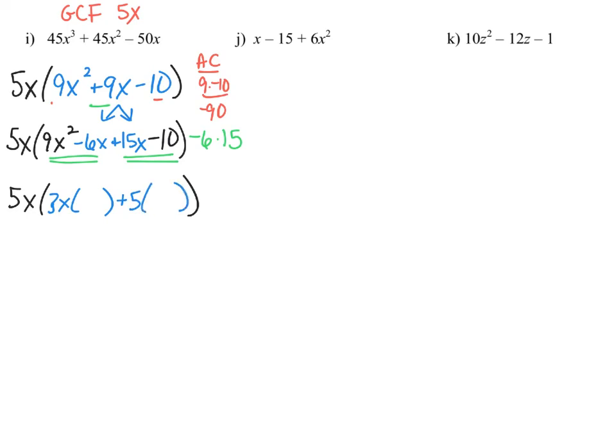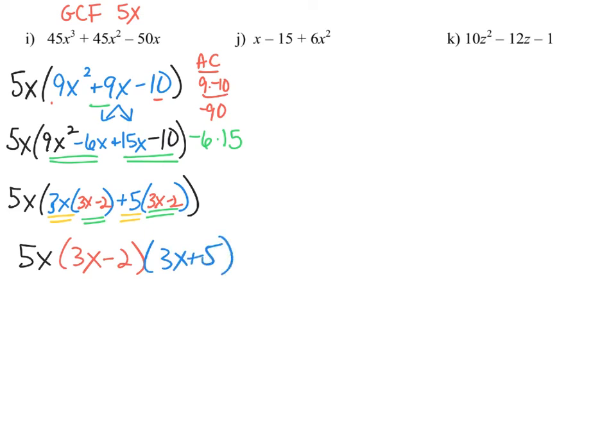When you factor out the 3x from the first two terms, you get 3x minus 2. And when you factor out the 5 from the last two terms in the parentheses, you get 3x minus 2. So we have 5x is our greatest common factor. We have 3x minus 2 is the common factor inside the big parentheses. And the other factor left over is your 3x plus 5.